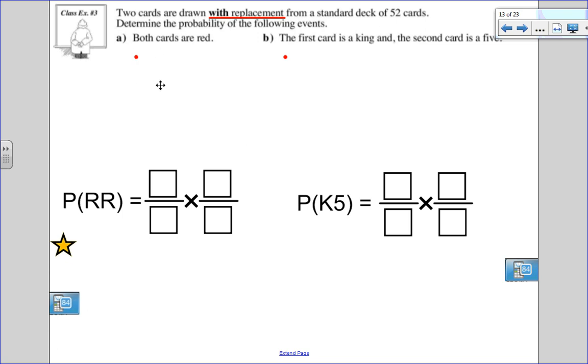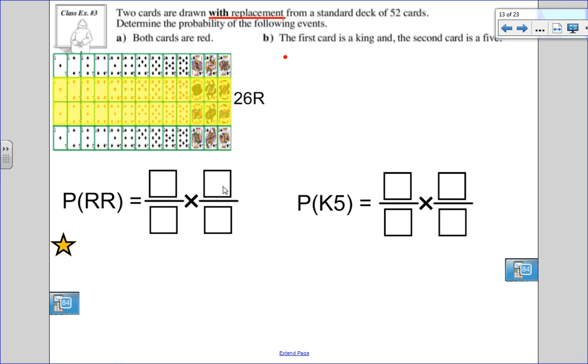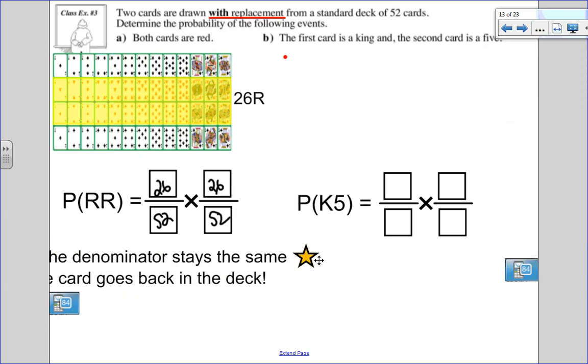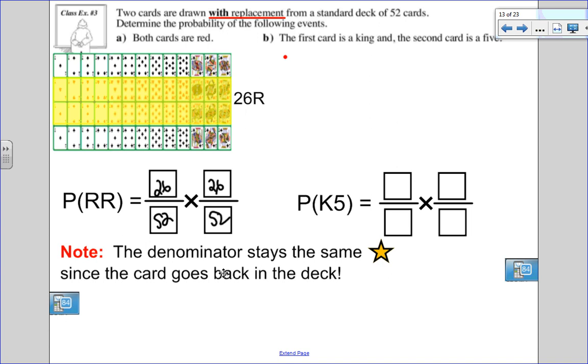So the probability that both cards are red. So there are 26 red cards in the deck. So I'm looking at 26 out of 52 for my first pick. Now I'm putting the card back. So on my next pick, I also have 26 out of 52. So I multiply those together. The denominator stays the same since the card goes back in the deck. Put that into my calculator, and in lowest terms, my probability is a quarter.